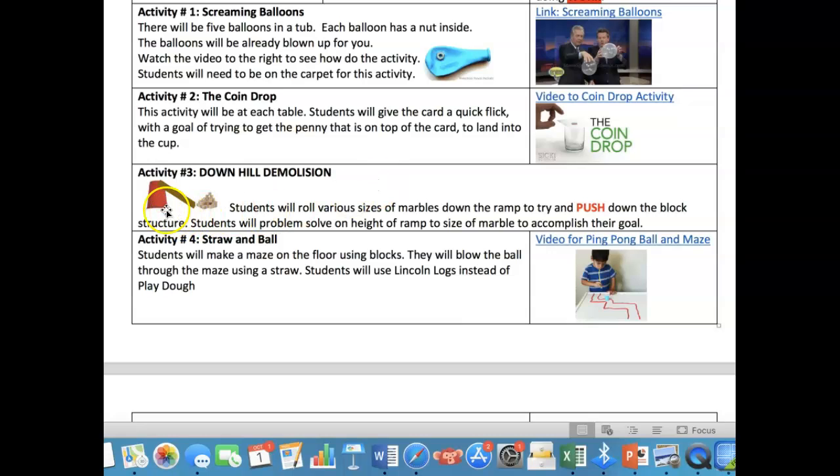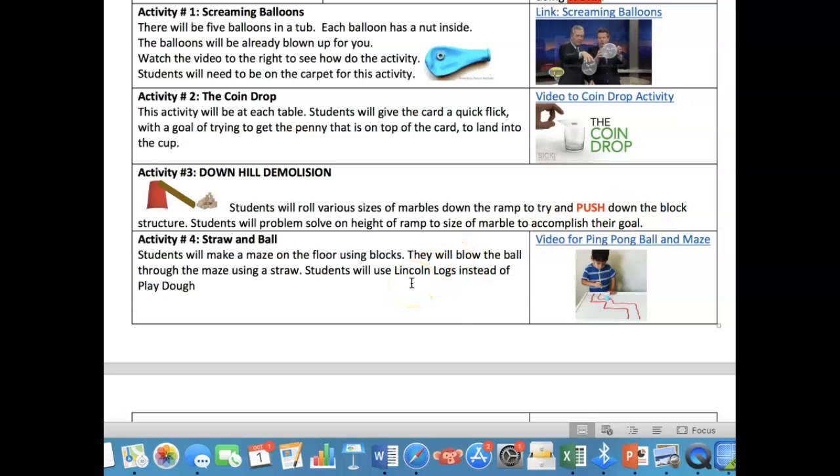The students will have a cup, 1 cup at each table, and a ramp and some blocks. They'll build a structure. They will have a variety of marbles, and they will talk about it. They'll talk about potential energy, which is before they let it go, and then they can say kinetic, and it will roll down, and they will need to try and knock down the structure that they built. And they will be problem solving by maybe increasing the height of the ramp or the size of the marble to accomplish their goal. So this will be fun to watch them problem solve.